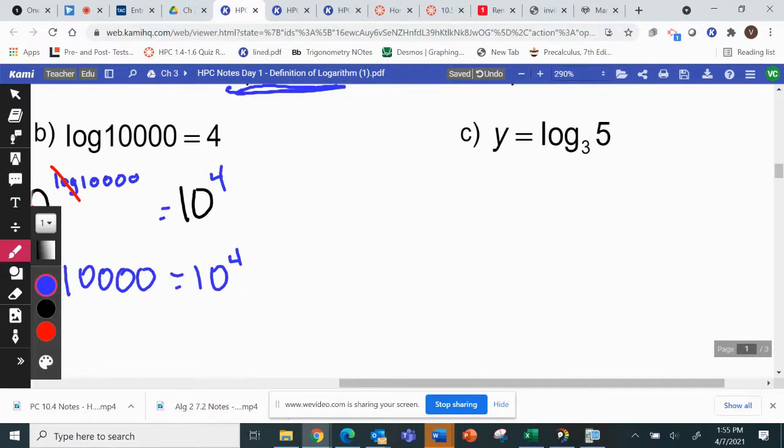So the third one, this one has a variable in it. I'm not asking you to solve it. It's actually already solved for y. I'm just asking you to switch the form. So what will we exponentiate with? Ryan, what will I exponentiate with for C? Well, what is the base? Then what will I exponentiate with? The base.